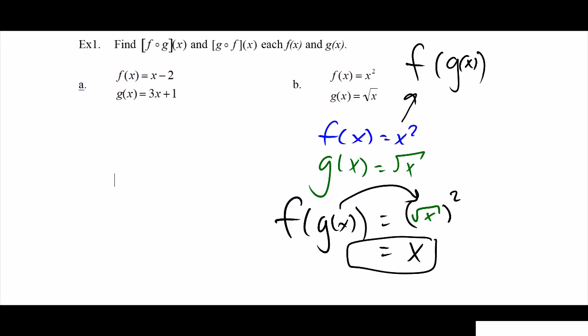So when we do f of g of x, if we look up here at the top again, we take our f function, which is x squared, and we take our g function, which is the square root of x, and all we do is replace our x values with g of x. So that's how we find f of g of x.